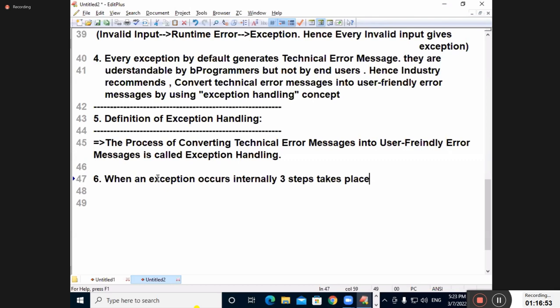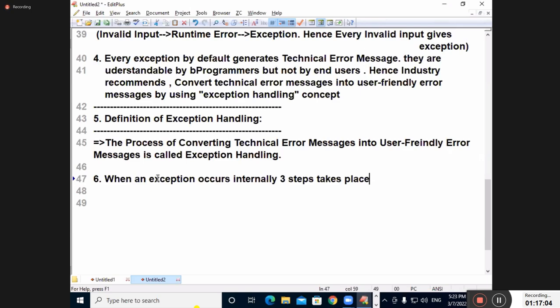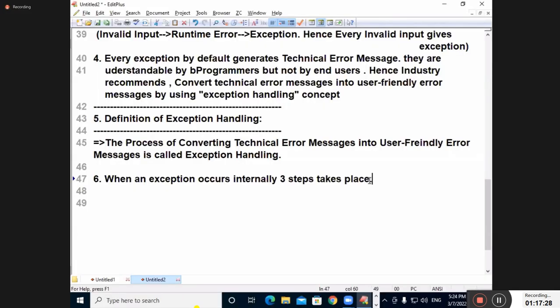We say straightforward, a technical error message will come by default. Or otherwise, programmatically, a user-friendly error message will come. That is 2 things we will say. When an exception comes, either a technical error message will come or what? If my program is so strong, which message will come? If my program doesn't have any exception handling, my messages are what? When an exception occurs internally, 3 steps take place. What are those, sir? First point, second point, third point.